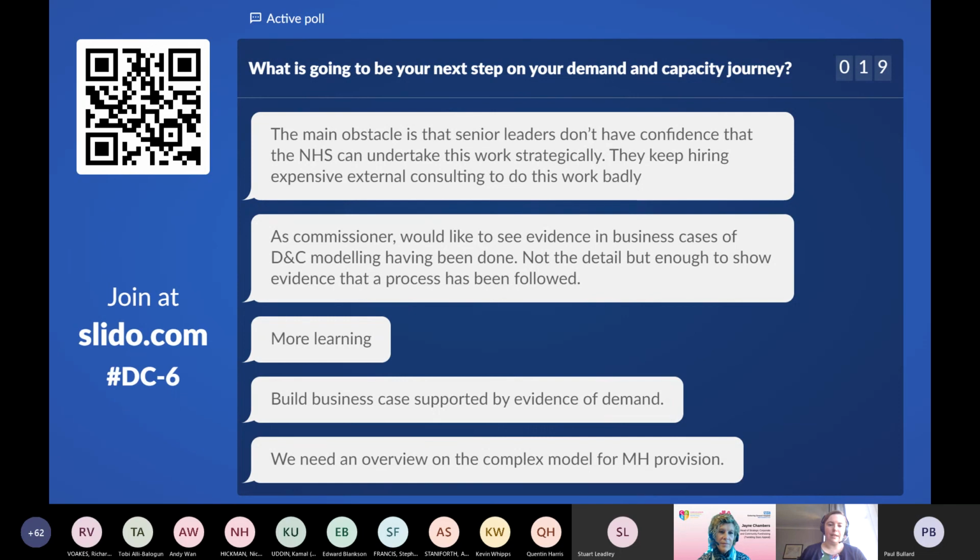Main obstacle is that senior leaders don't have confidence that the NHS can undertake this work strategically. They keep hiring expensive external consulting to do this work badly. I feel that. I absolutely feel you on that. What we are hoping to start doing is more engagement directly with boards to try and help and mitigate that a little bit. But I think you're absolutely right to identify it, that sometimes there can be this misunderstanding that you have to get someone in externally and they're not really always valuing that internal expertise.